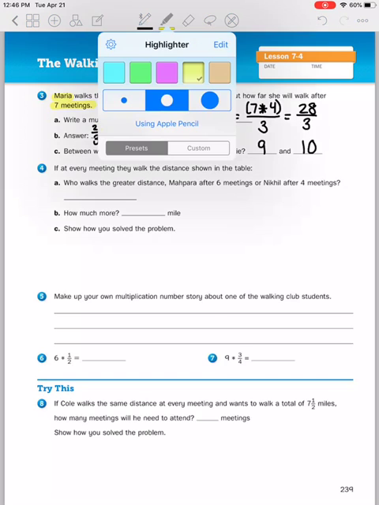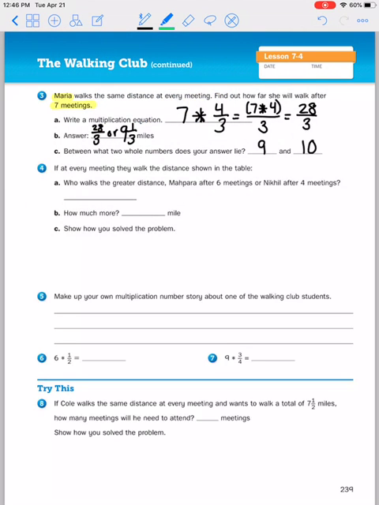At every meeting, if they walk the distance shown on the table, who walks the greater distance? Mapara after 6 meetings, or Nikhil after 4 meetings. So this is a multi-step problem. First, you have to figure out how much Mapara went, and then you have to figure out how much Nikhil went. So let's go back and look at the graph.